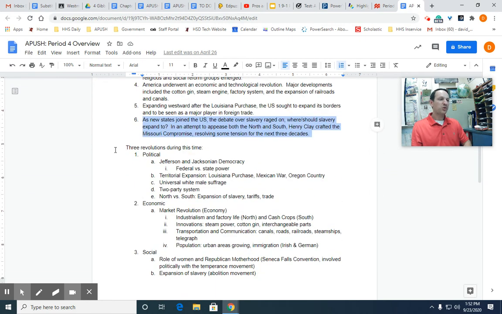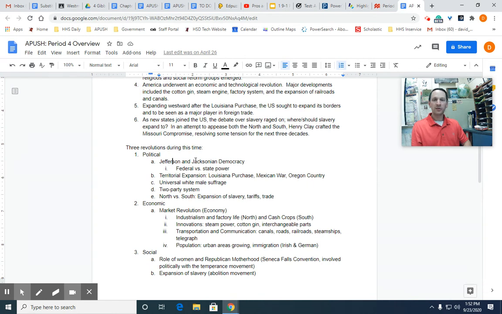There are 3 revolutions during this time here. They're political, economic, and social. Political being, you got democracy taking on new forms. You have Jeffersonian democracy, you have Jacksonian democracy, federal versus state power. Again, don't worry about memorizing those things right now. We will be getting to those throughout the unit, but just things to be thinking about.